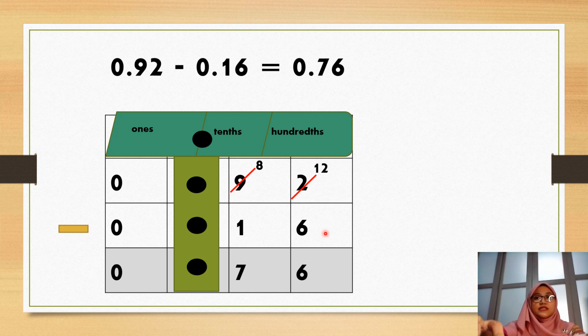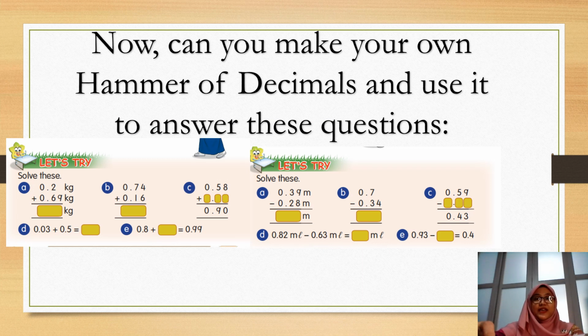2 minus 6, we cannot subtract it, so we need to borrow from tens. 2 becomes 12, while 9 minus 1 becomes 8. 12 minus 6 equals 6. 8 minus 1 equals 7. So the answer is 0.76. Understand? Now, can you make your own hammer of decimals and use it to answer this question?